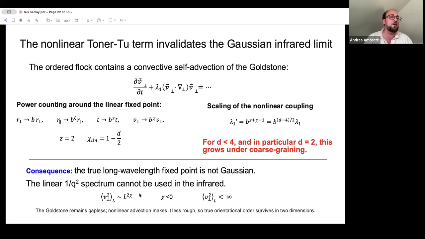So basically, it's a sort of activity. The fact that your Mexican hat is choosing a preferred non-zero velocity state, together with the nonlinearities, is sort of violating the Mermin-Wagner theorem. Okay. So that was the whole story.